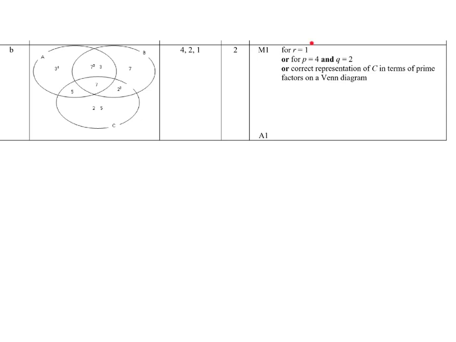So from the mark scheme, you can see if you've got R equals 1, you're going to get 1 mark. Or you could get a mark for P equals 4 and Q equals 2. So either of those will give you a mark. Or if you did this as a 3-part Venn diagram, which you could do, but it's very difficult to show on the screen, and you got C broken down as a Venn diagram, as you see on the board, you could have got a mark. So it's quite tricky to get just 1 mark on this question.